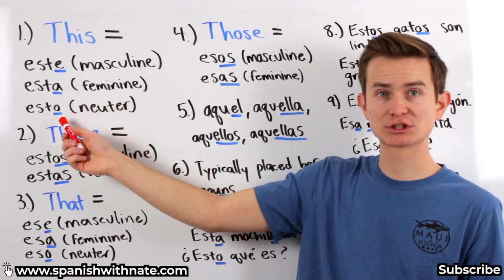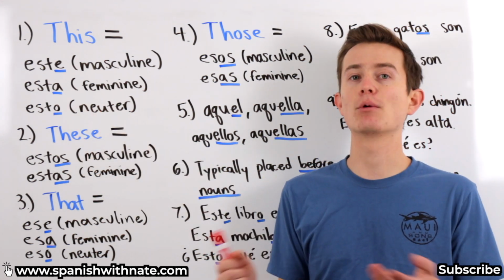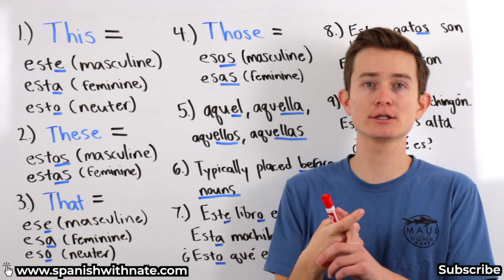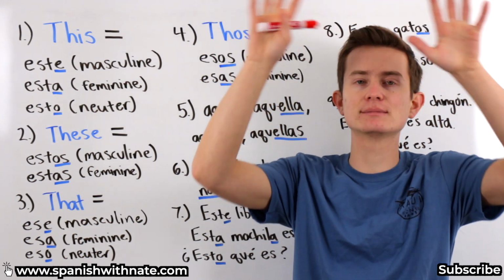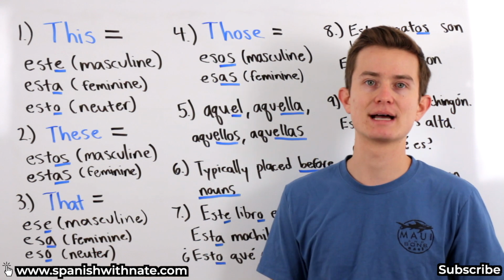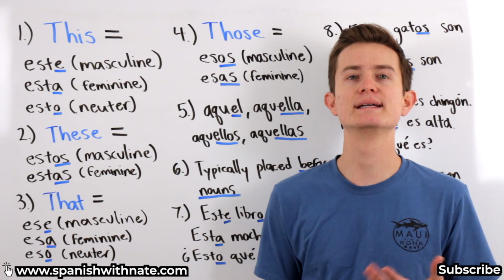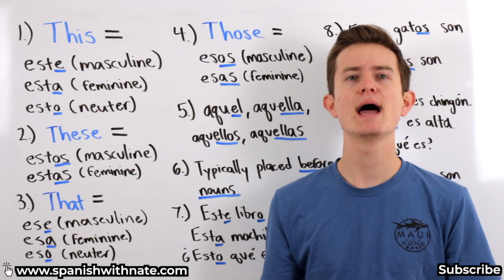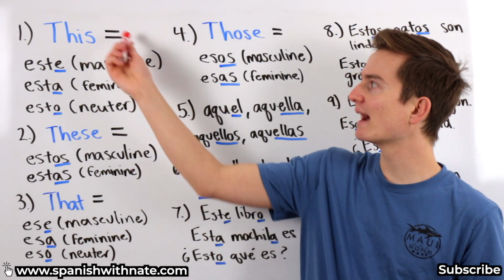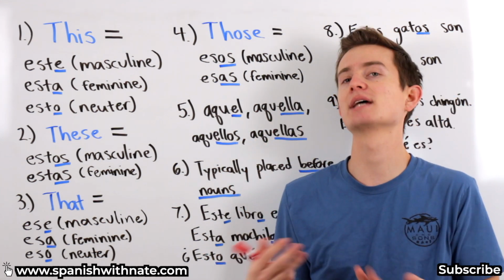Then we have esto. Now, esto is what we call the neuter form. All this means is that whatever thing or idea or object we're talking about, we either don't know its gender or it doesn't have a gender. So if we're talking about some theoretical idea, we could use esto as the neuter form. Or, for example, ¿qué es esto? What is this, if we don't know what something is. We're going to see more examples at the end of this lesson.